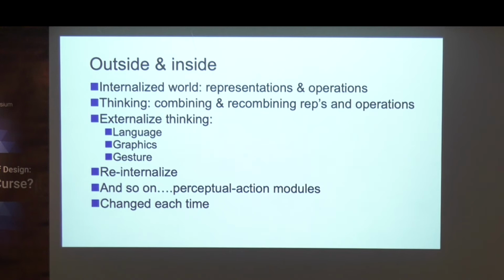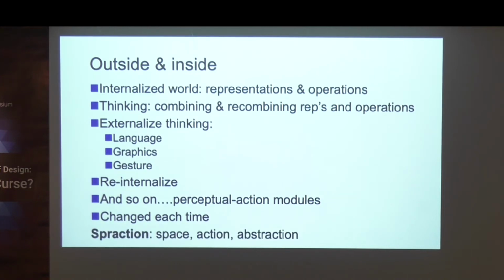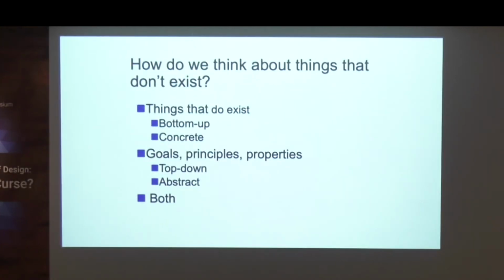Okay. So this is the outside and the inside. The world is internalized in terms of representations and operations. Thinking is combining and recombining them. We externalize thinking in language, graphics, gesture. We re-internalize, re-externalize, re-internalize. It creates these perceptual action modules that are changed each time. It's something I've called spraction, which is a combination of space, action, and abstraction.